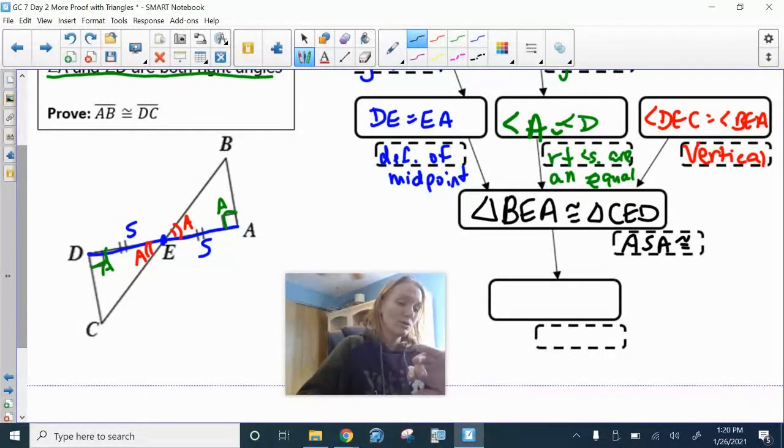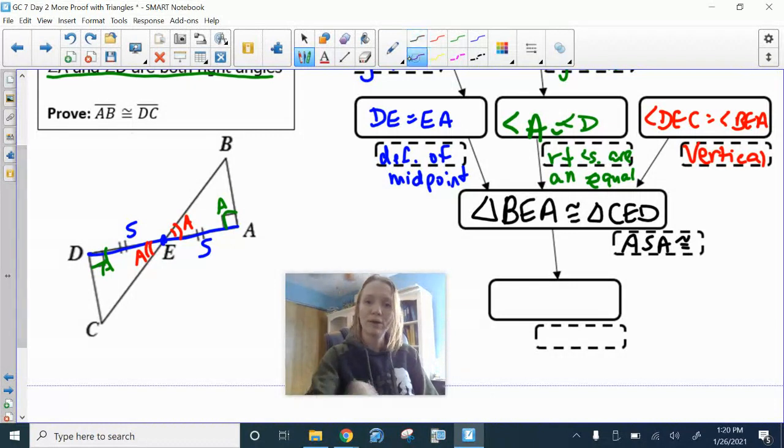All right, so then, what are we trying to prove? Well, if the triangles are congruent, then is AB, this side here, equal to DC? Should be. AB is congruent to DC. And again, because congruent triangles implies congruent parts.